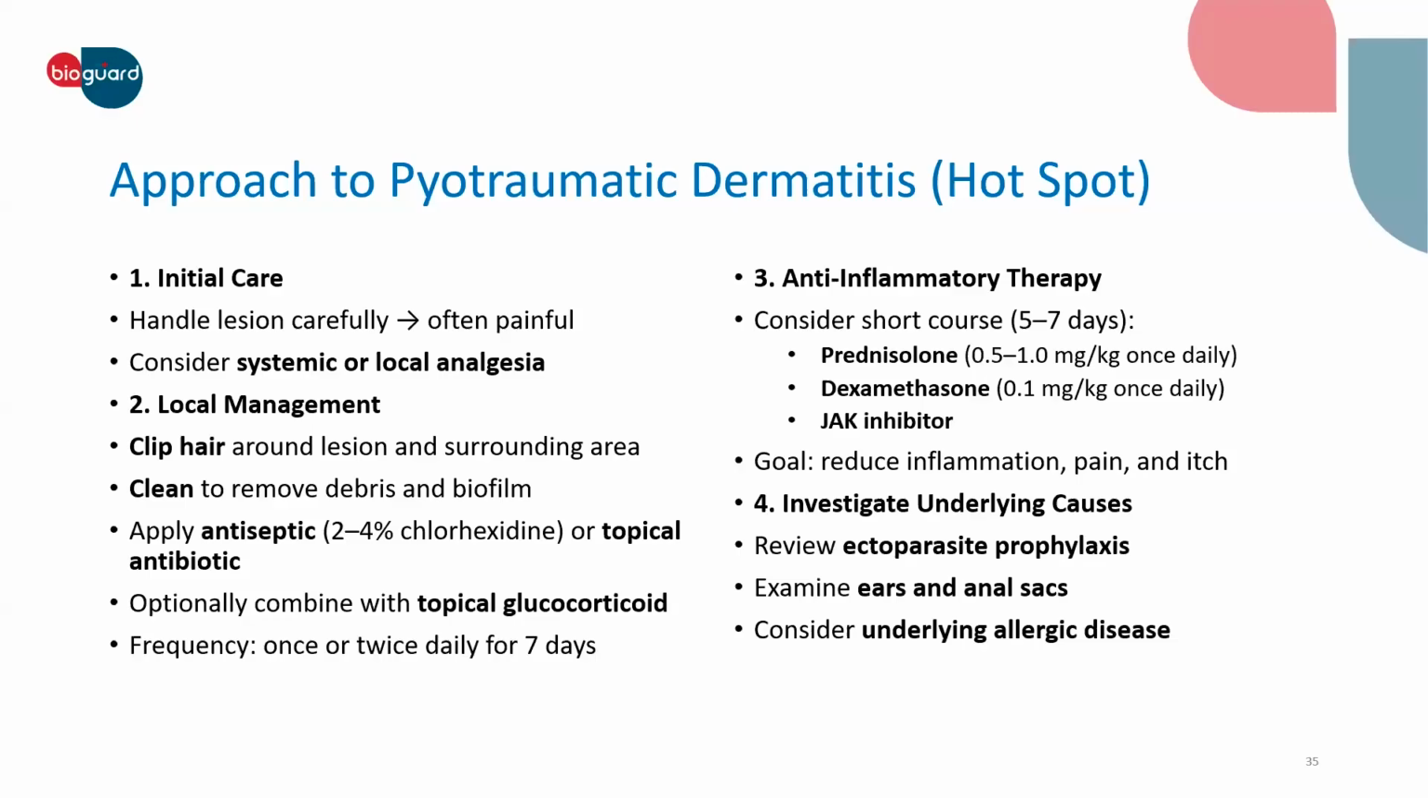You can consider a short course for 5 to 7 days using prednisolone, dexamethasone, or a JAK inhibitor. The goal is to reduce the inflammation, pain, and itching. And then, of course, investigating underlying causes is important. So, may need to review the actual parasite prophylaxis and check the ears and anal sac and consider underlying allergic disease.